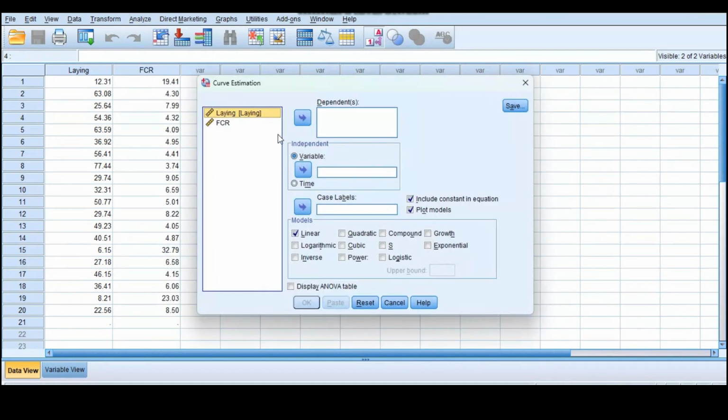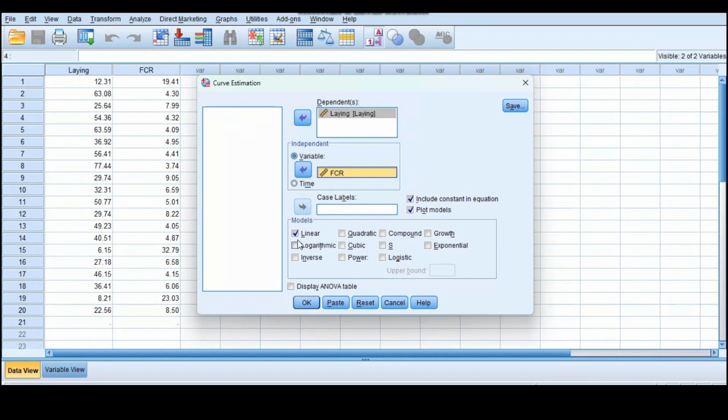So when you go to curve estimation, our dependent variable is laying, you put it there, and then our independent variable is the feed conversion rate. So you put it there. The challenge with this is you can only use one independent variable to predict the dependent variable.